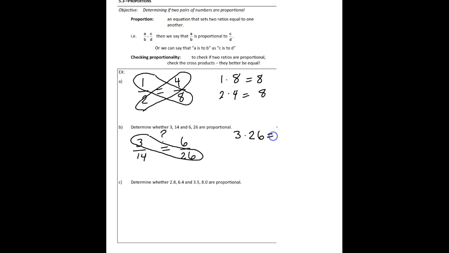The first one we're going to do is going to be 3 times 26. And when we multiply that, what do we get? We get 78, that's right. And then we're going to multiply the other diagonal, 6 times 14. And what do we get when we multiply that? That's right, we get 84. These are not equal, so these two situations are not proportional.